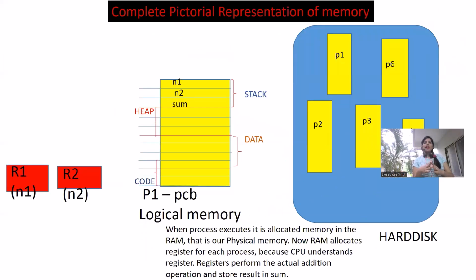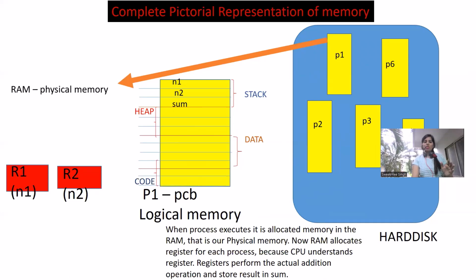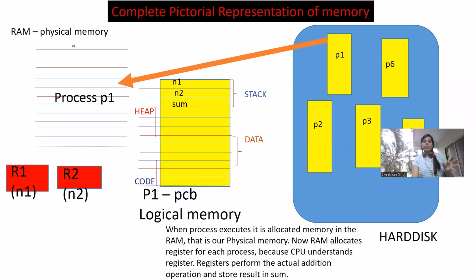So now here is the complete pictorial representation of memory. You can see that hard disk has different processes, and here is the process control block. And whenever any process executes, it is actually allocated a memory inside the RAM, and that memory which is inside the RAM is the physical memory. So where is the physical memory allocated? It is allocated in the RAM. So always remember that the logical memory is allocated inside the hard disk, and the physical memory is allocated inside the RAM.